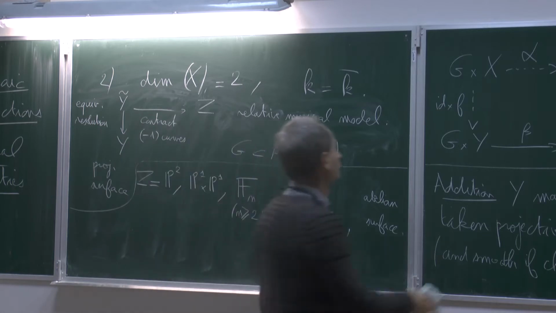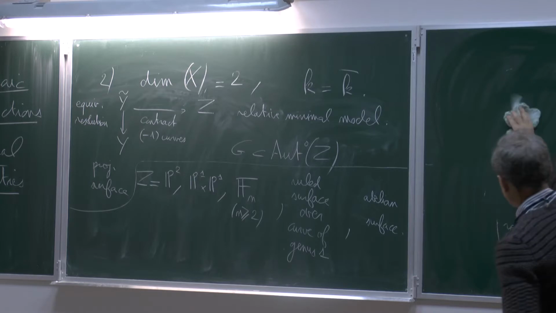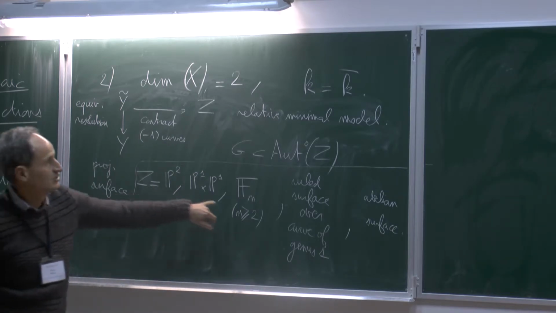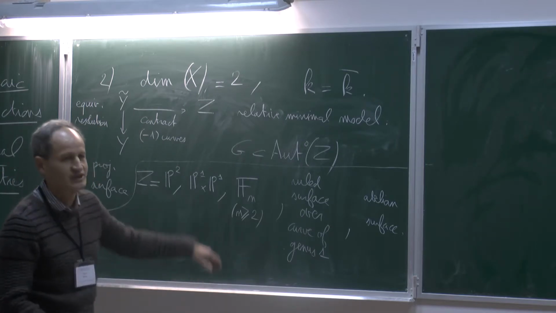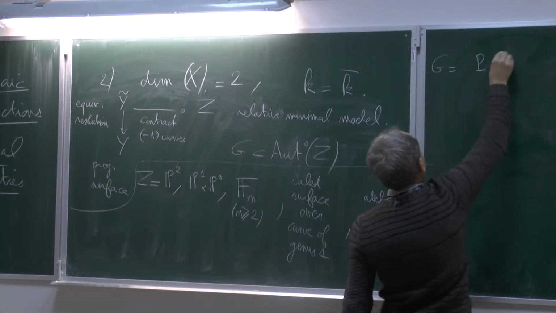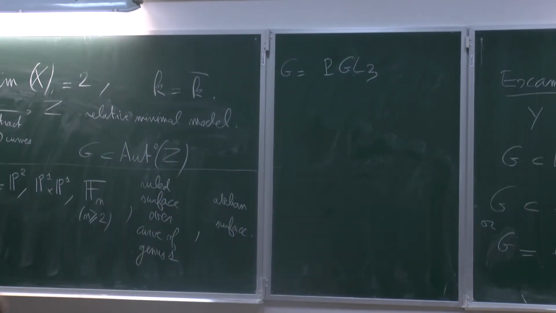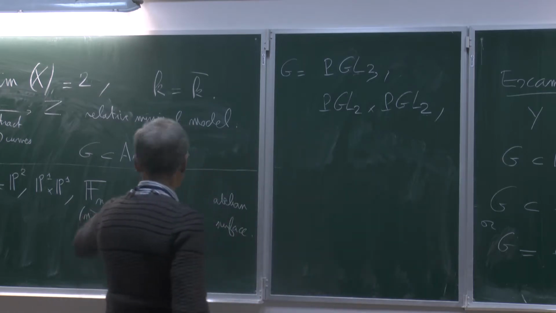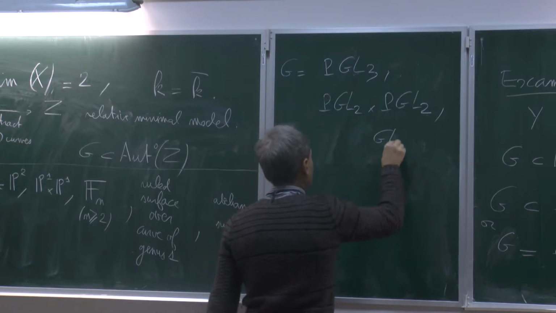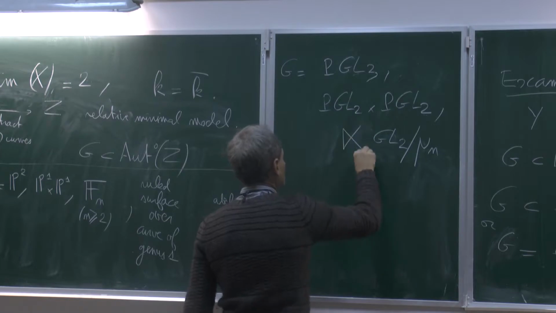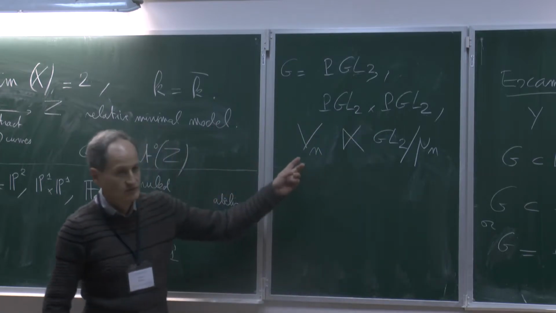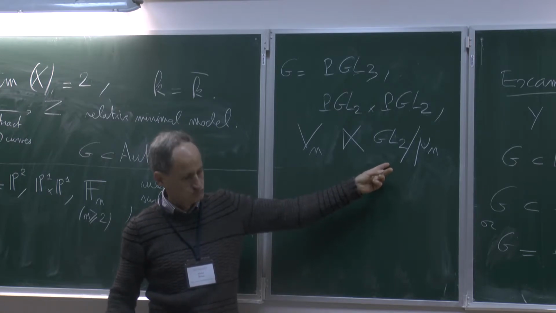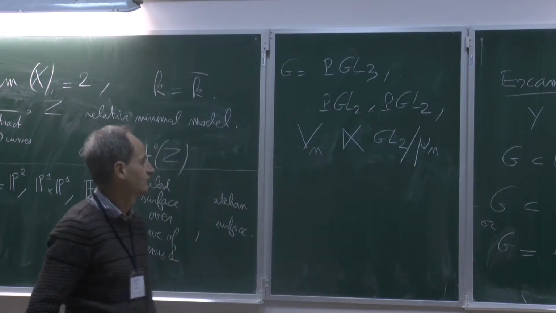Okay, and then with this list, it's easy to get a list of maximal subgroups which arise in this way. So let me write them in the same order. Here PGL3, this is for P2. P1 times P1 is, of course, this one. For Fn, the group is a semi-direct product of GL2 modulo n-th roots of unity with Vn. Vn is the standard representation of dimension n of GL2, the n-th symmetric power of the standard representation, or its dual. And the n-th roots of unity act trivially, for instance. So this is for Fn.